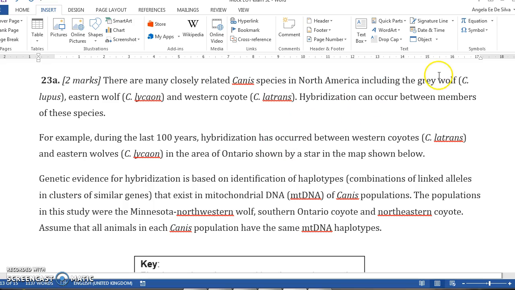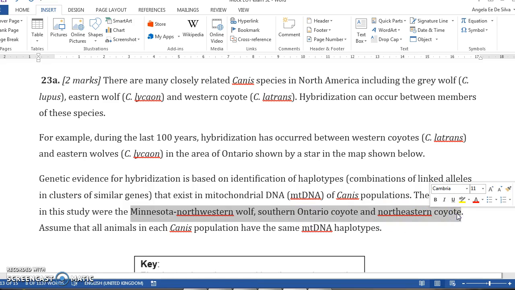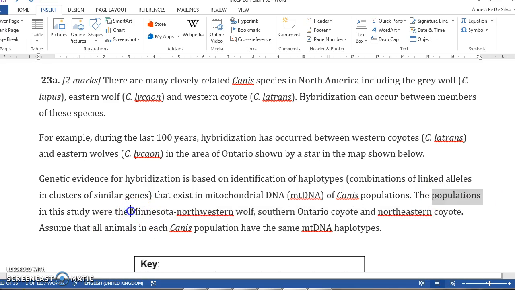Now if you look up here, you can see that this one states grey wolf, which is the common name for one particular species. You see here C. lupus. And this one, eastern wolf, refers to one particular species. Western coyote refers to one particular species. Whereas the ones at the bottom here do not refer to particular species. Instead, they refer to populations of 3 different areas. So this is where I believe most students get confused. They see that these 3 are introduced, and then suddenly another 3 new names are introduced, thinking that they could be species, but they are not. This refers to the area.